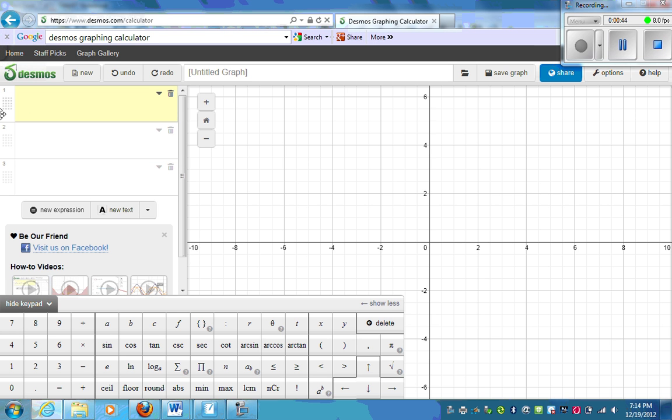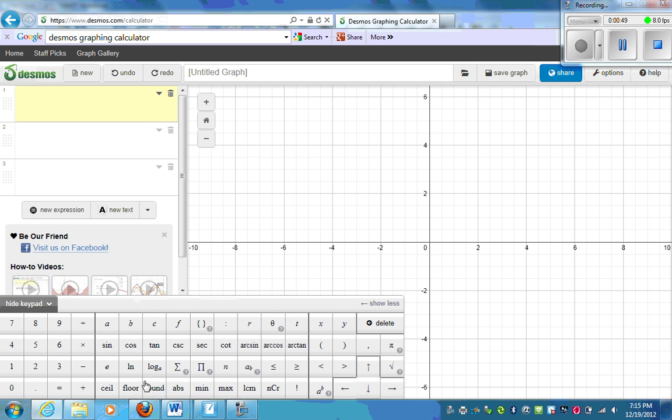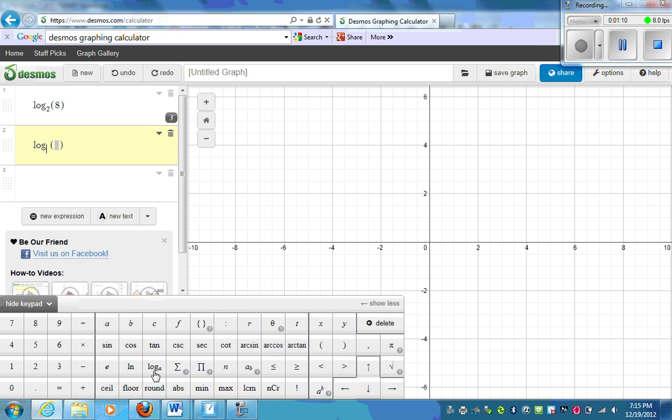On Desmos, when you first come to Desmos, it looks like this. If you go to show more, there's this log. So log base 2, 8. So 2 to the power of what is 8? And it gives me the answer of 3. Similarly, if I wanted to know 2 to the power of what is 256, log base 2 of 256 is 8. So 2 to the power of 8 gives me 256. So that's what a logarithm is.